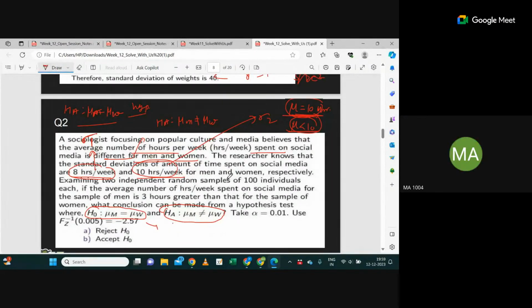Examining two independent random samples of 100 individuals each means n1 is 100 here and n2 is 100 here. Just write the things given in the question. The average number of hours per week spent on social media for the sample of men is 3 hours, and then for the sample of women. What do you mean by this 3 hours?